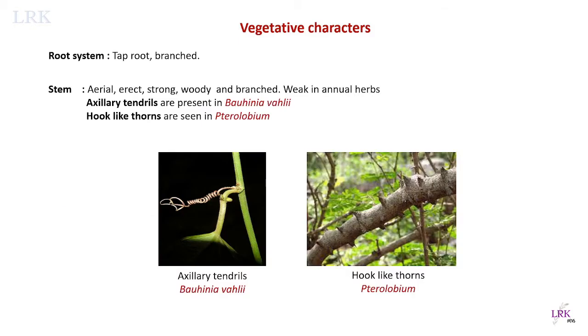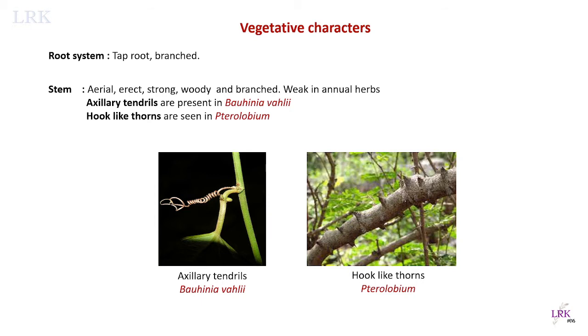Now coming to the vegetative characters, root system. As these plants belong to dicotyledons, they have taproot system, and the root system is well branched. Then the stem is aerial, erect, strong, woody, and branched. But in annual herbs, the stem is weak.